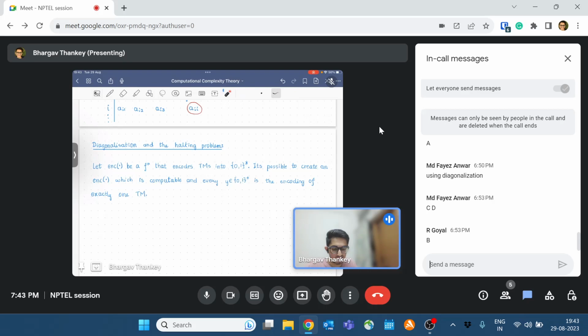So basically, what I'm doing is that I first created an encoding ENC prime in the way I just mentioned: write down the description of the Turing machine and convert it to Unicode. Then I saw that this encoding does not have the property that every string encodes exactly 1 TM, but it does have the property that every string encodes at most 1 TM. So I created a new encoding ENC by modifying ENC prime as follows.